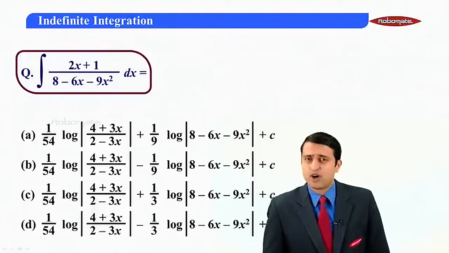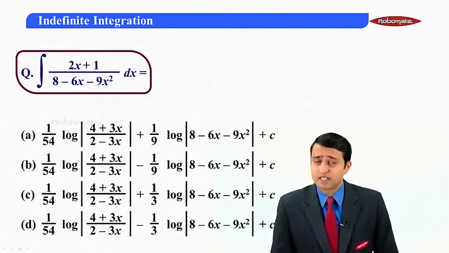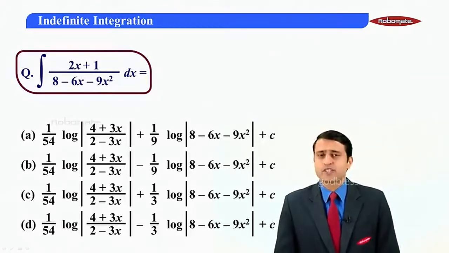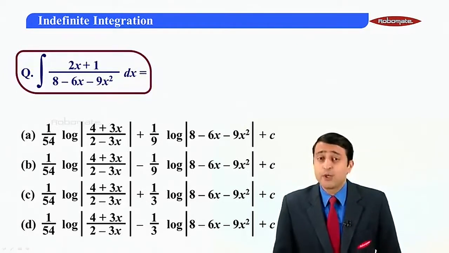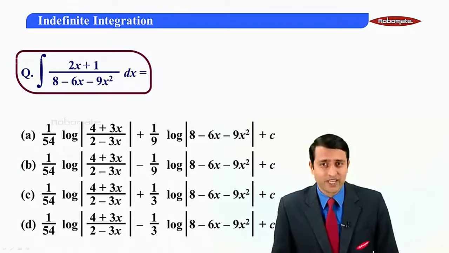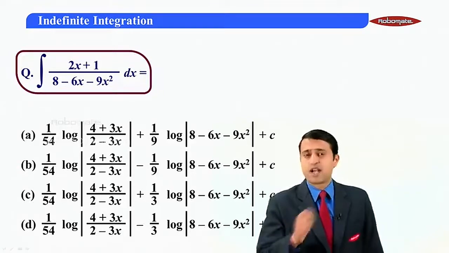It says integral of 2x plus 1 upon 8 minus 6x minus 9x square dx is equal to what? Now my dear students, the question doesn't end there. You have 4 options following it, so please be sure that you go through the options before you start solving.